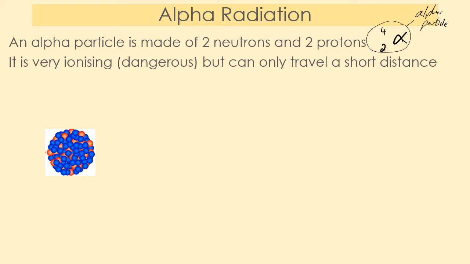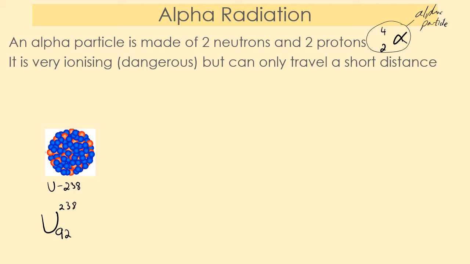Now I've got the nucleus of uranium-238. Very, very unstable and radioactive source. I find it on the periodic table. I find my symbol uranium. It's got 92 protons and a mass number of 238.